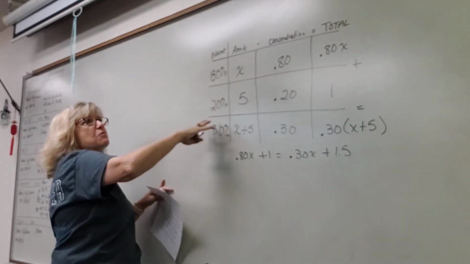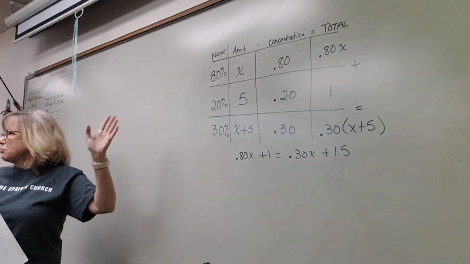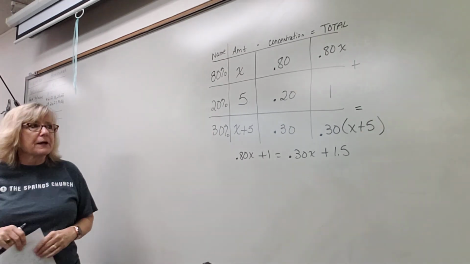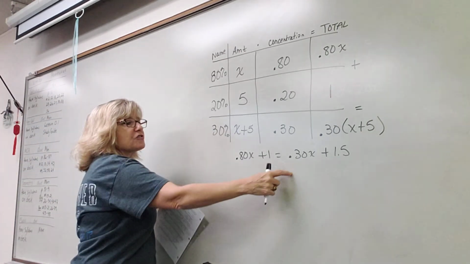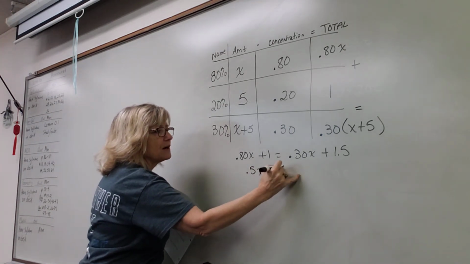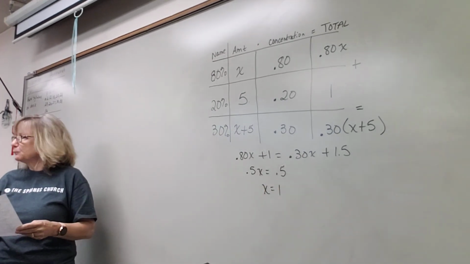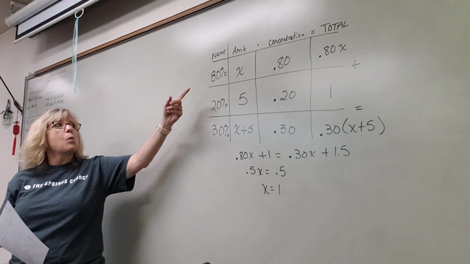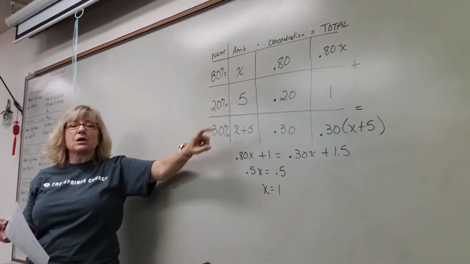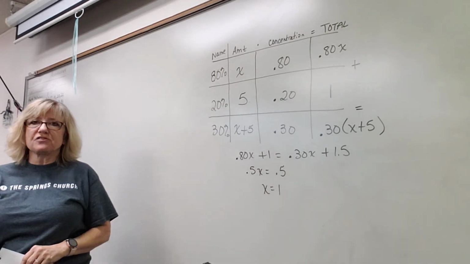Okay, but having the box, for me, that's just my go-to. I really, really like it, rather than writing an equation in two variables. Yeah, for me, it makes it easier. So we're going to do the math. We're going to have 0.5x equals 0.5. So x equals 1 liter. So we need to add 1 liter of that 80% solution to the 5 liters of 20%. And that, my friends, is the end.